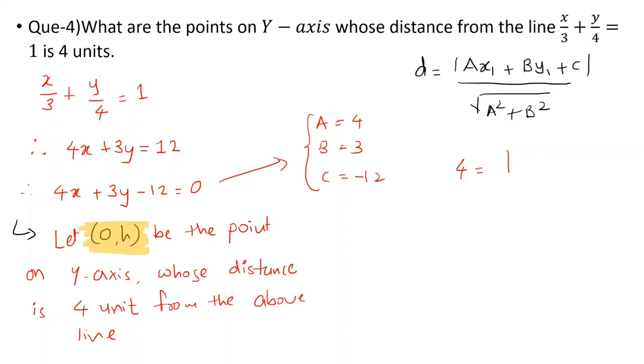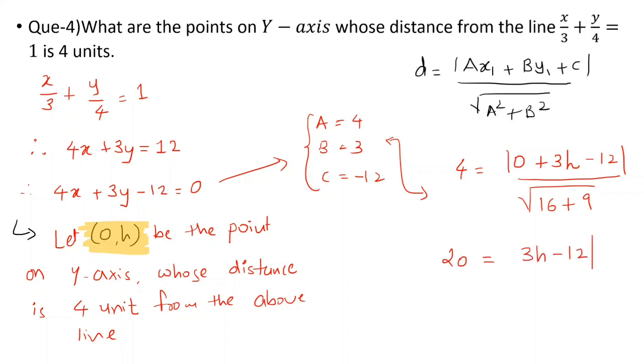So ax1, so a into 0 is 0, plus b into y1, so 3 into h, plus c, that is minus 12, upon under root a square plus b square. A square is 4 square, that is 16, plus b square, that is 9. I'm writing these values from this equation. Right? Simplifying, I'll get under root 16 plus 9, this is 25, and square root of 25 is 5. 5 4s are 20, so I'll get 20 is equal to modulus of 3h minus 12. Right? Let's solve this equation.